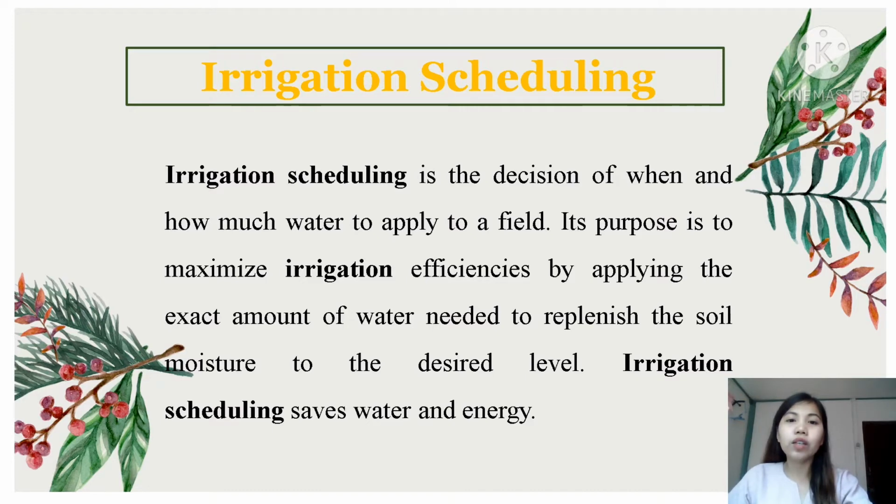Irrigation scheduling is the decision of when and how much water to apply to a field. Its purpose is to maximize irrigation efficiencies by applying the exact amount of water needed to replenish the soil moisture to the desired level. Irrigation scheduling saves water and energy.